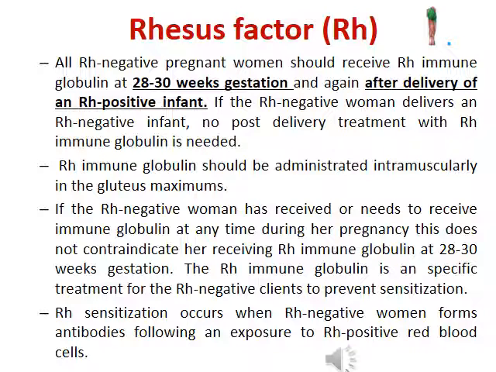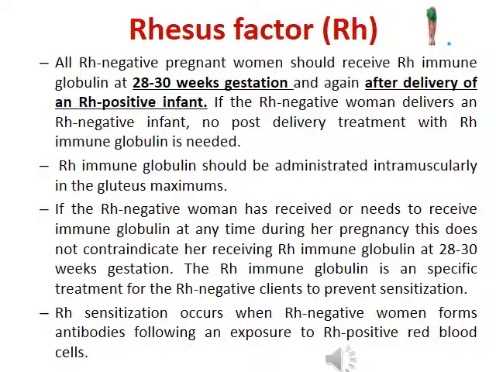Rh immune globulin should be administered intramuscularly in the gluteus maximus. If the Rh-negative woman has received or needed to receive immune globulin at any time during her pregnancy, this doesn't contraindicate her receiving Rh immune globulin at 28 to 30 weeks gestation.